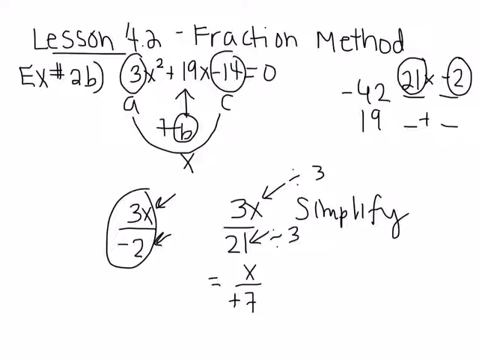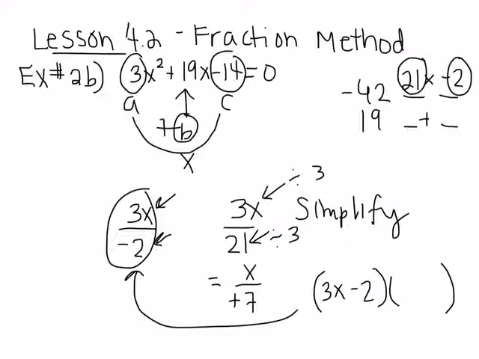So those will help me come up with my two brackets that will be factored form. My first bracket comes from this first fraction, the top being 3x, the bottom being minus 2. And my second fraction will give me my second bracket, x, the top number, plus the bottom number, 7. This is factored form. If you tried to do FOIL, you would go back to the original that we started with.